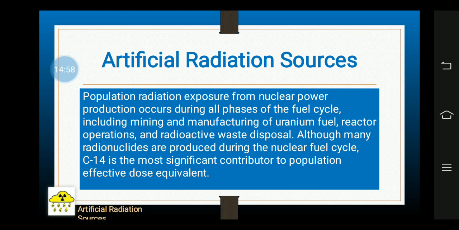Okay. So population radiation exposure from nuclear power production occurs during all phases of the fuel cycle, including mining and manufacturing of uranium fuel, reactor operations, and radioactive waste disposal. Although many radionuclides are produced during the nuclear fuel cycle, carbon-14 is also the most significant contributor to population effective dose equivalent.